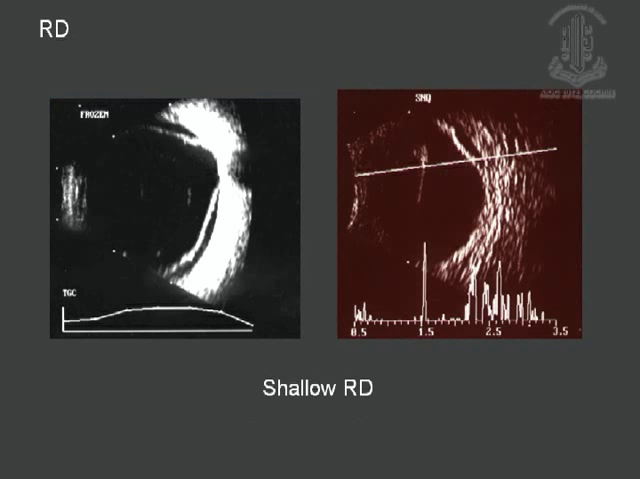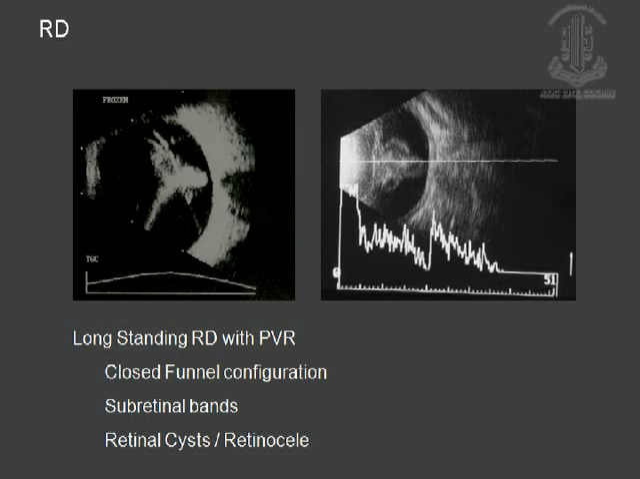A retinal detachment, when it is fresh, will have a uniform high reflective echo both near the disc and at the attachment here. It usually conforms to the shape of the globe, depending on the characteristics of the detachment. As it grows older and PVR sets in, we get what we call on ultrasound a funnel-shaped detachment. In more chronic, long-standing detachments, you get a closed funnel detachment. These are subretinal gliotic bands that you're seeing. You can see cysts, which can be because of folds of the retina or actual retinoceles or retinal cysts, characteristic of a long-standing detachment.